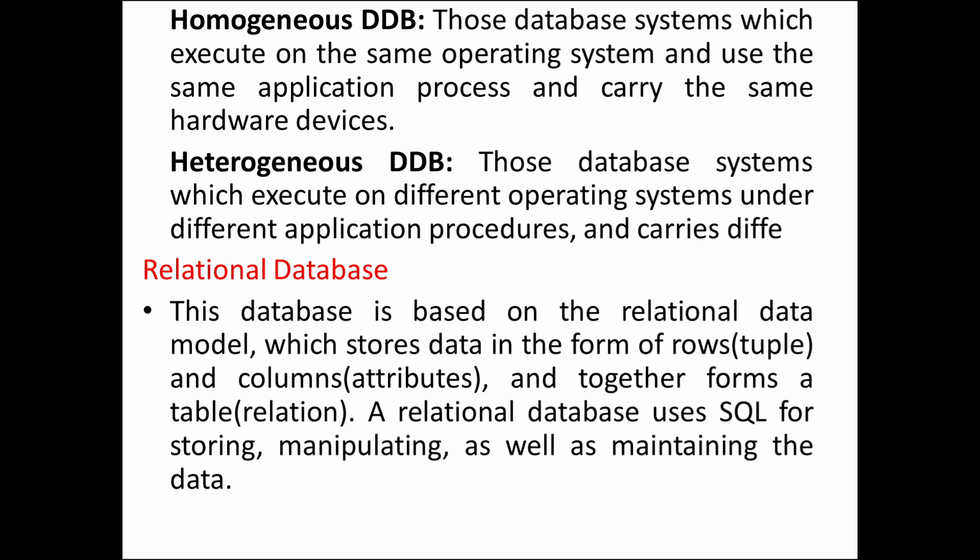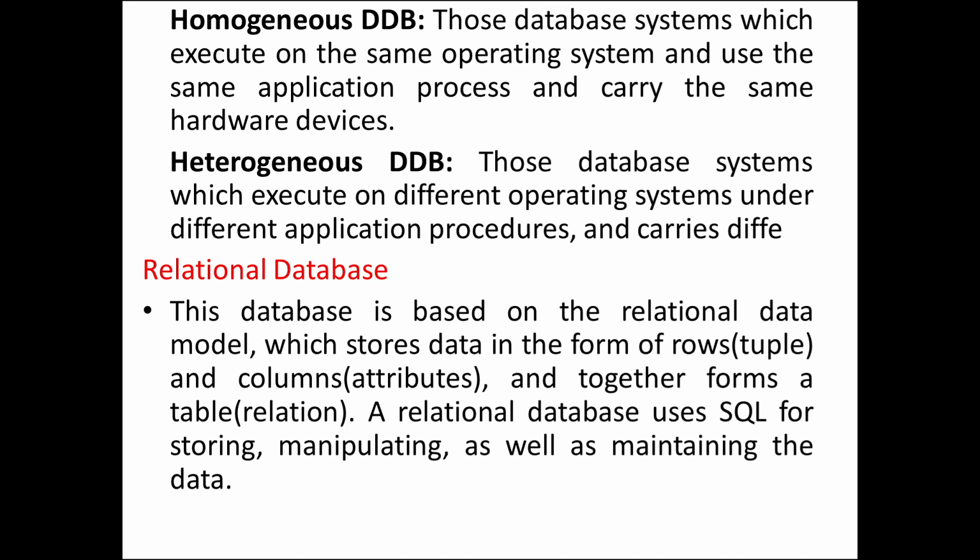Homogeneous, as the name indicates, is of one single type of accessing device. Those database systems execute on the same operating system, use the same application process, and carry the same hardware devices. Heterogeneous distributed database: those database systems execute on different operating systems under different sets of application procedures. Relational database, the next one.